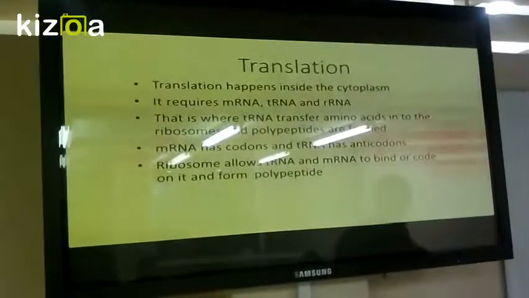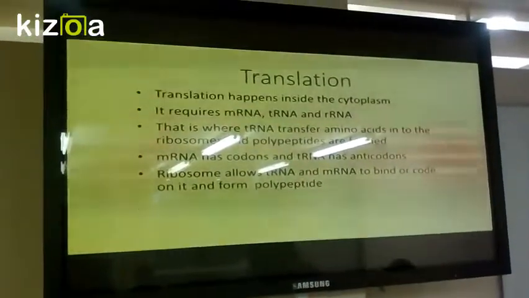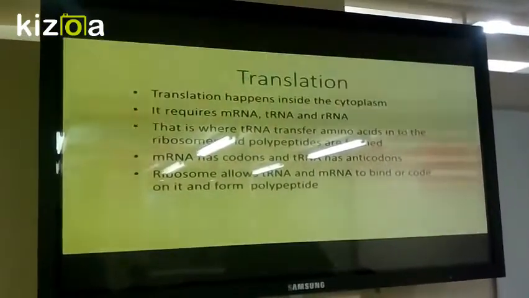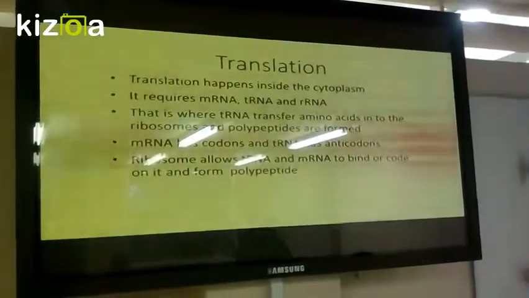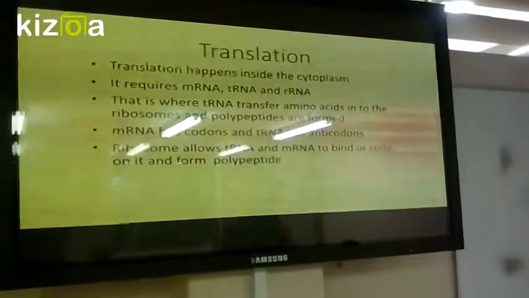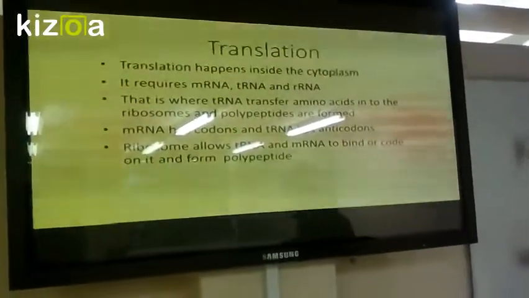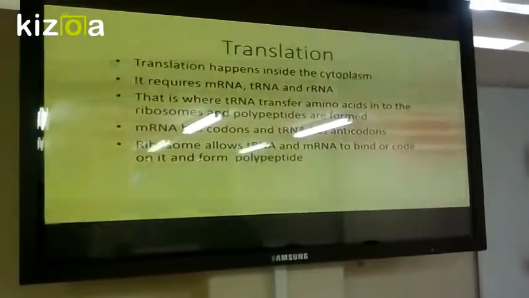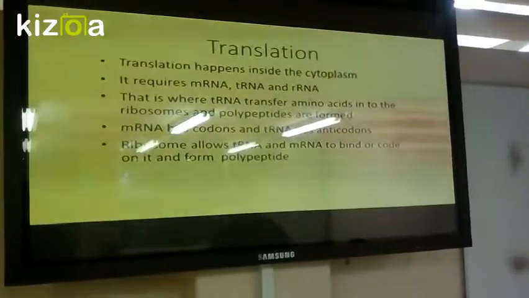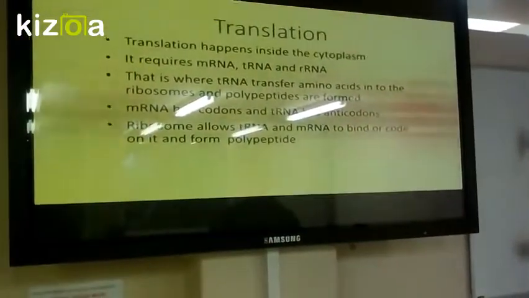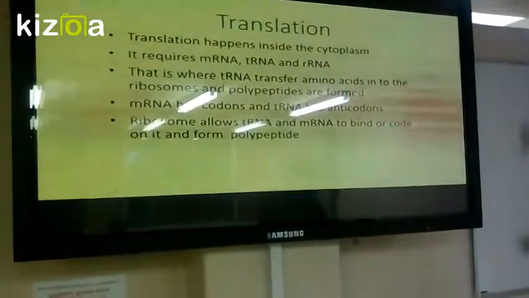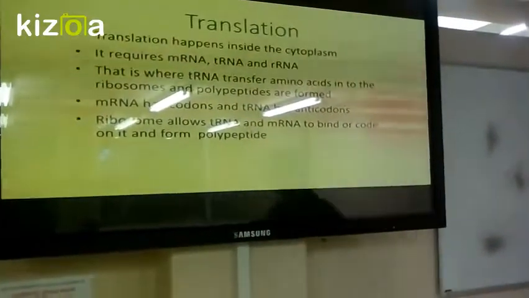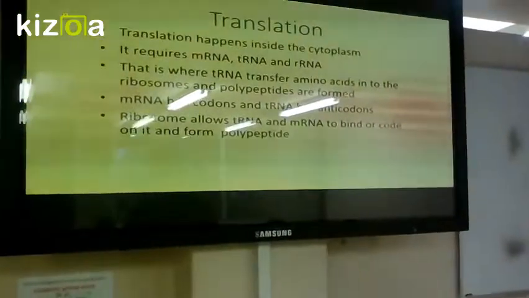So as we continue, we go to translation. You obviously know what translation is. Like we have translators who can speak two languages, translating Tswana to English, Afrikaans to Sepedi. Translation happens in the cytoplasm, whereas transcription happens inside the nucleus.